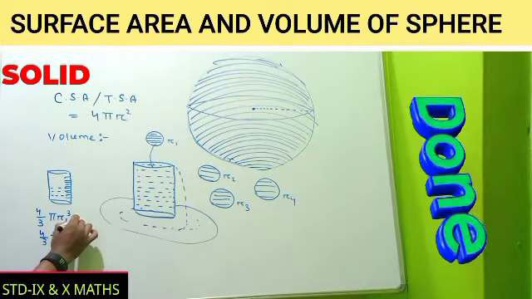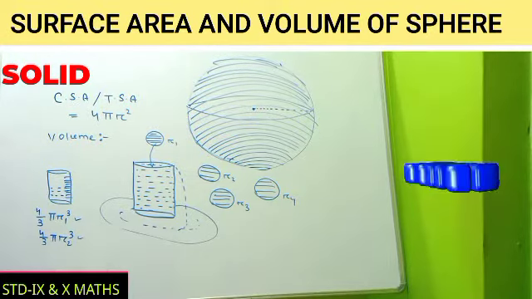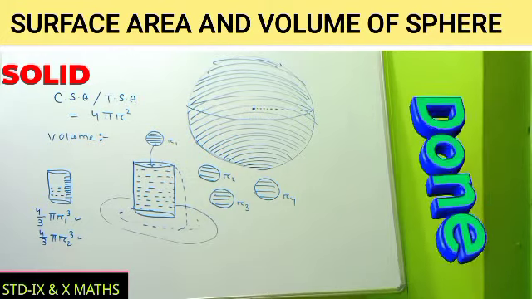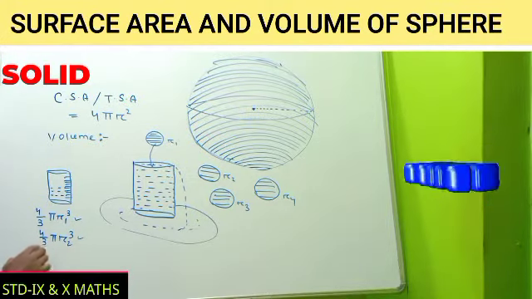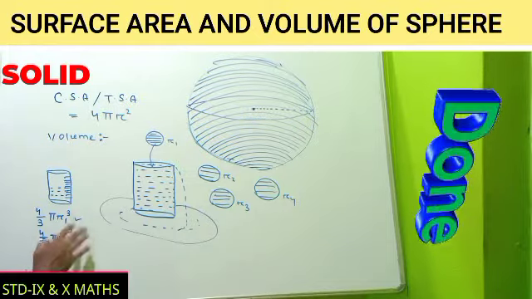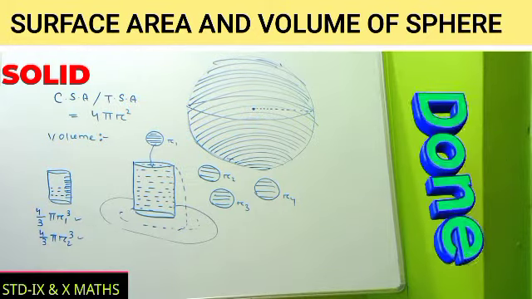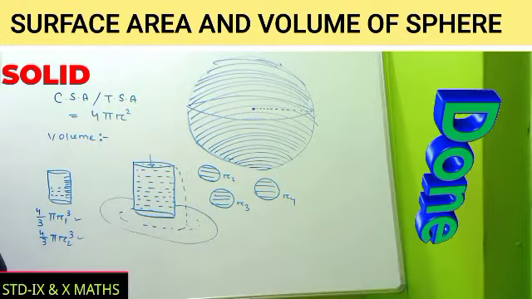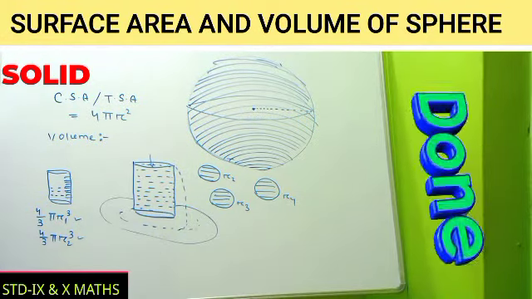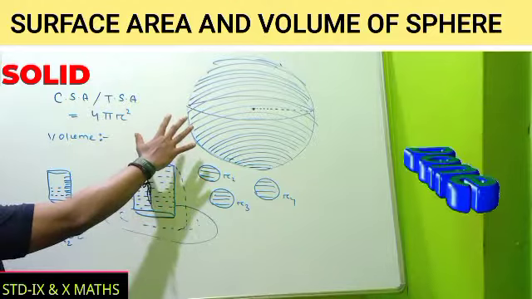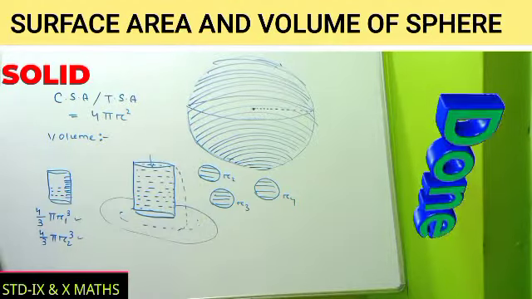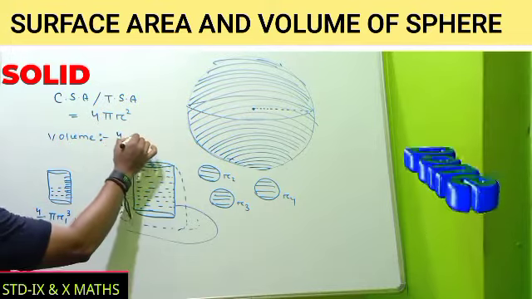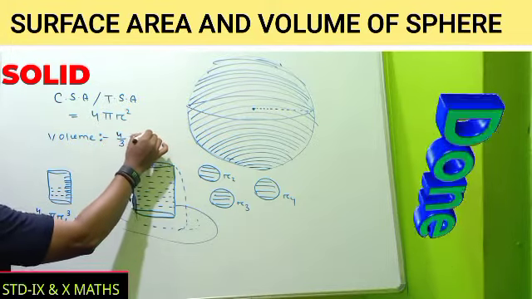So this type of experiment, whenever I conduct it repeatedly, I always get 4/3 pi radius cubed. So the general formula I write for the volume of the material, in the case of a solid sphere, is 4/3 pi r cube.